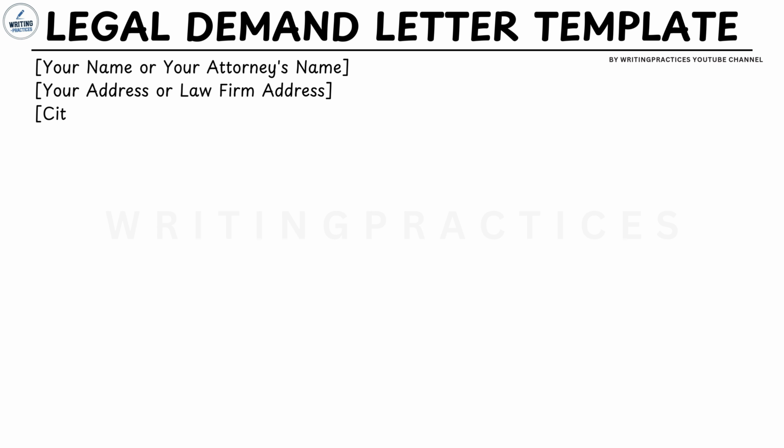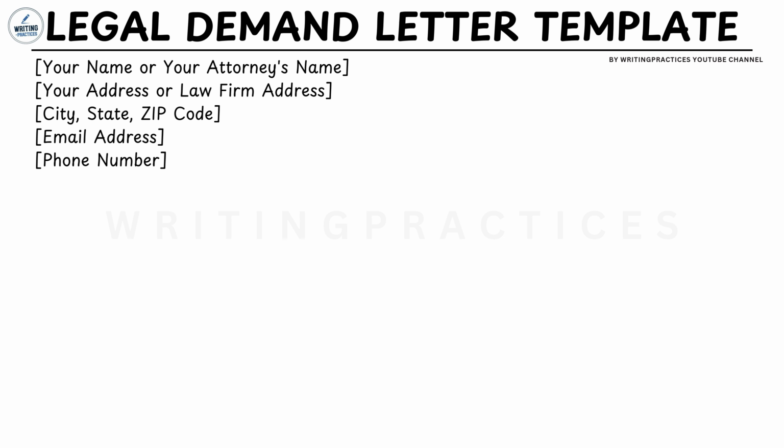Contact information, sender's info. Alright, let's start with the contact information. This is where you'll list your details, so the recipient knows exactly who the letter is coming from and how to contact you. For example, it could look like this: your name or your attorney's name, your address or law firm address, city, state, zip code, email address, phone number, date.